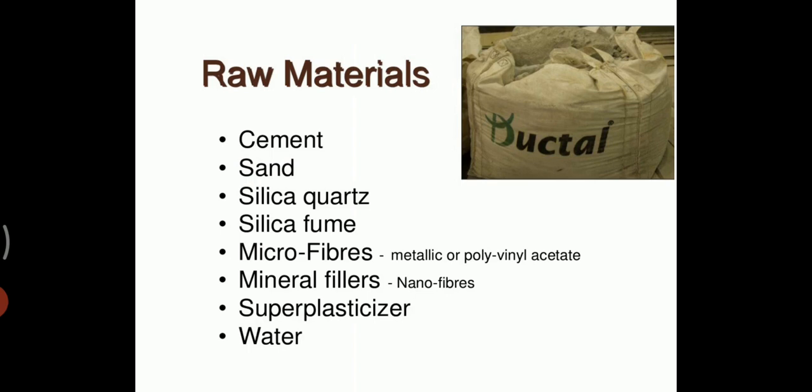What are the raw materials for reactive powder concrete? First is cement, sand, silica quartz, silica fume, microfibers, mineral filler, superplasticizer, and water. Here we don't use any coarse aggregate. We just make it into powder form, and we just add the water, and that concrete is used for construction.